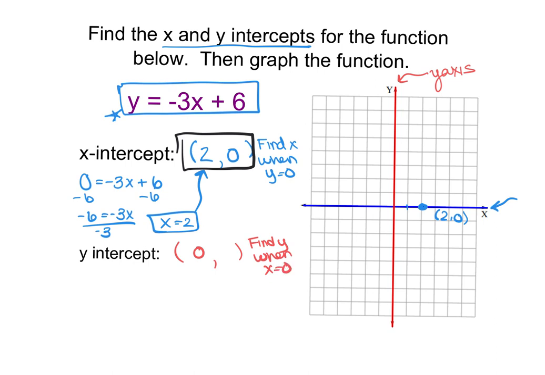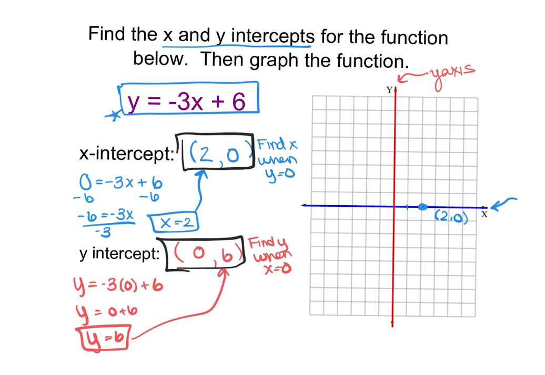So let's take our equation. We have y equals, and we're going to replace x with 0. So we have negative 3 times 0 plus 6. Well, I know negative 3 times 0 is just 0. So here I can see that my y value is 6. So when x is 0, y is 6. And this is where I cross the y-axis.